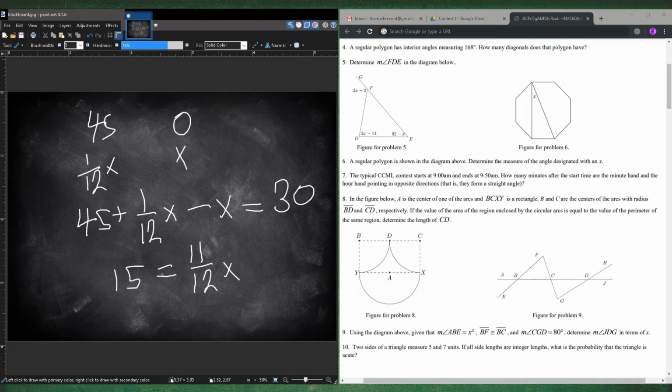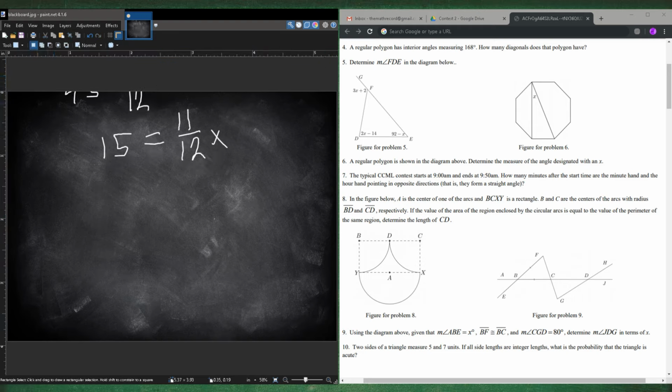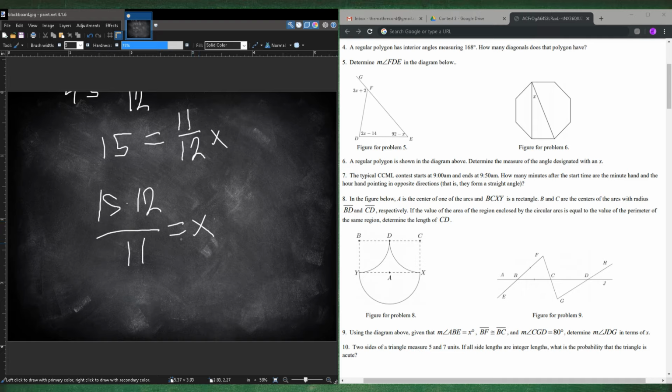So then you just have 15. Sorry, let's just move this up because we don't need the rest of this. Right. And then we have 15 times 12 over 11 is equal to X. So that gets the amount of minutes. So 15 times 12, what is that? So that's 10, that's 1, that's 2, that's 30, and that's 0, 1, 5. So that's 180. So X is equal to 180 over 11 minutes.